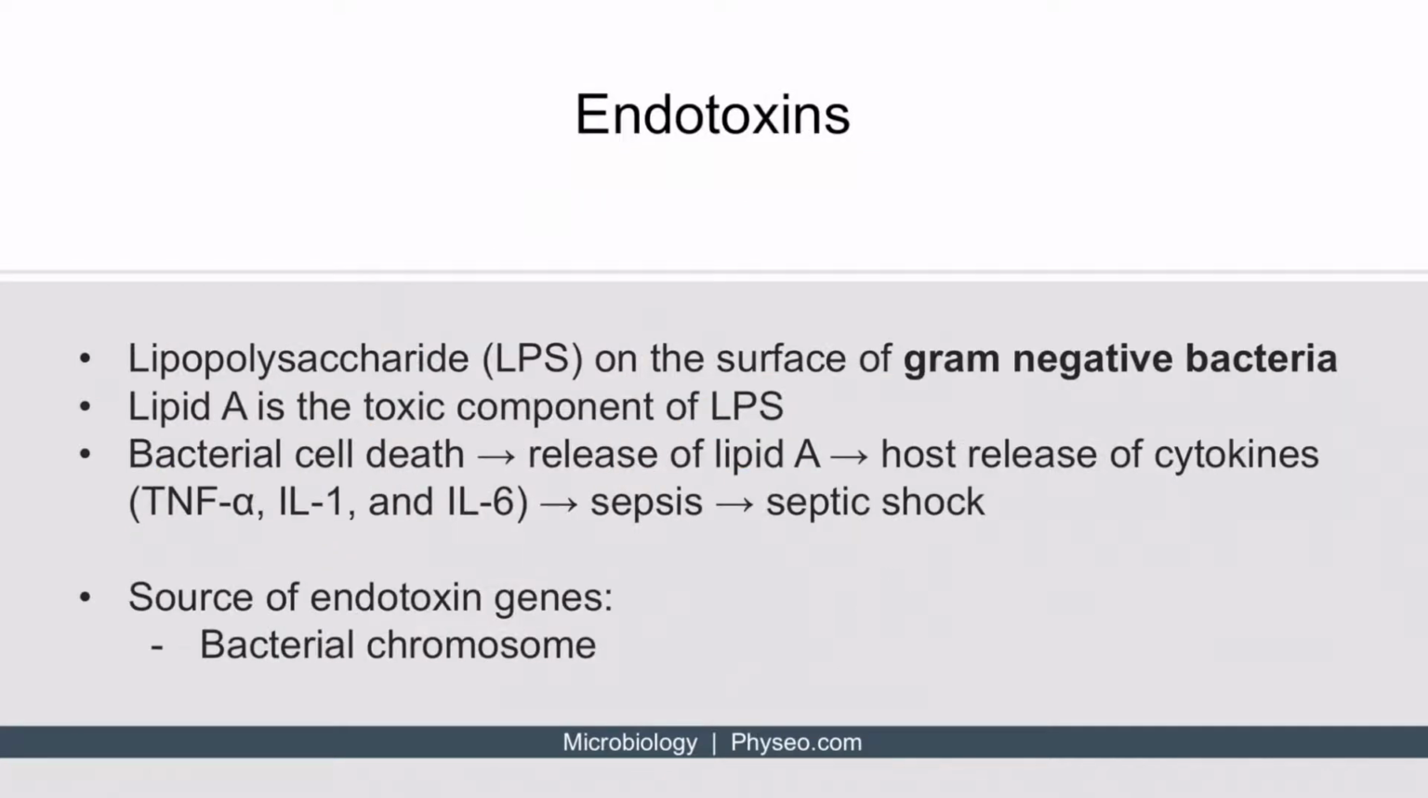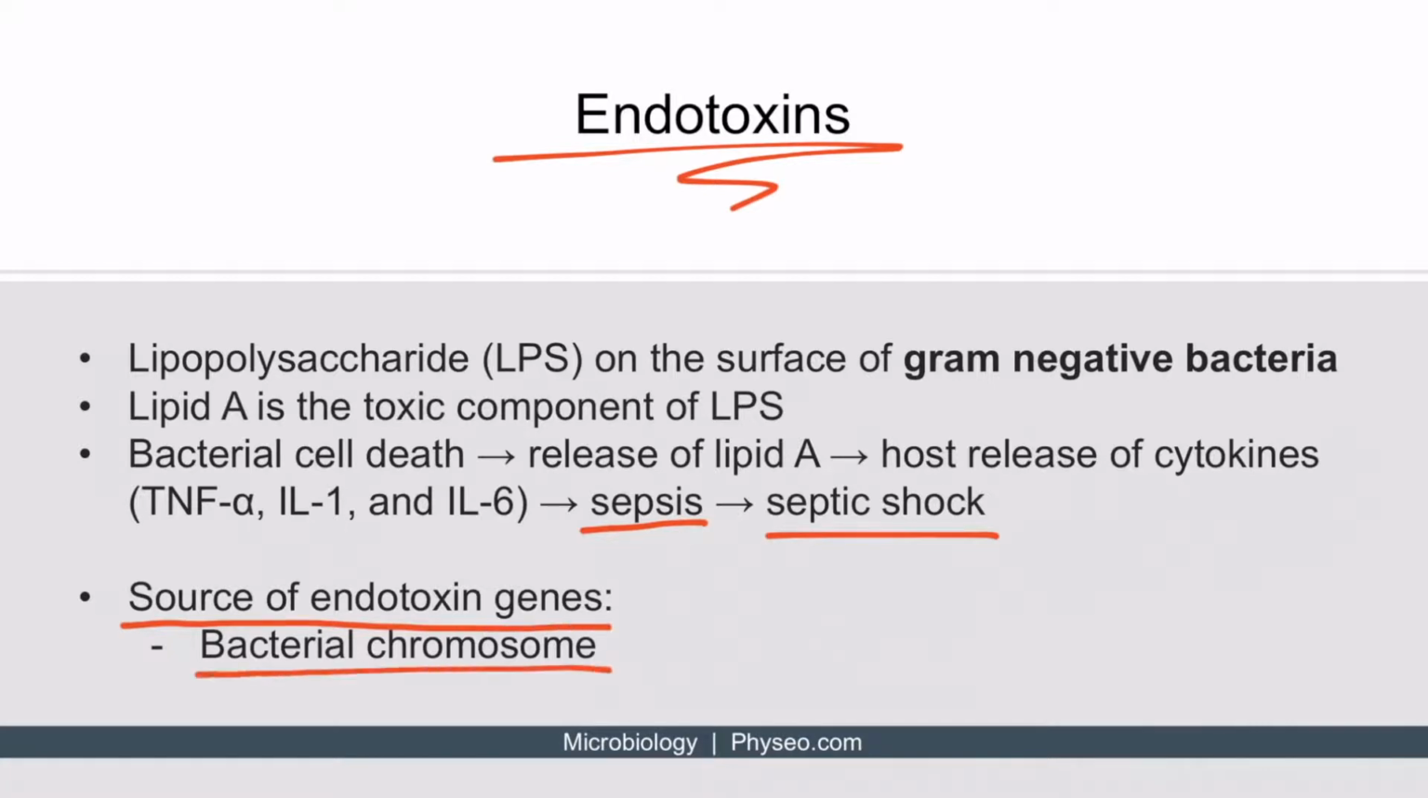Now let's come back to finish our discussion of endotoxins. We just mentioned that they can cause sepsis and septic shock, but it's important to know that the source of these endotoxin genes is the bacterial chromosome, which is fairly intuitive. It's where you would expect all bacterial genes to come from. However, it's important to know that endotoxin genes come from the bacterial chromosome when you start thinking about exotoxin genes, because exotoxin genes can and often do come from places other than the chromosome. But we'll get to that later.